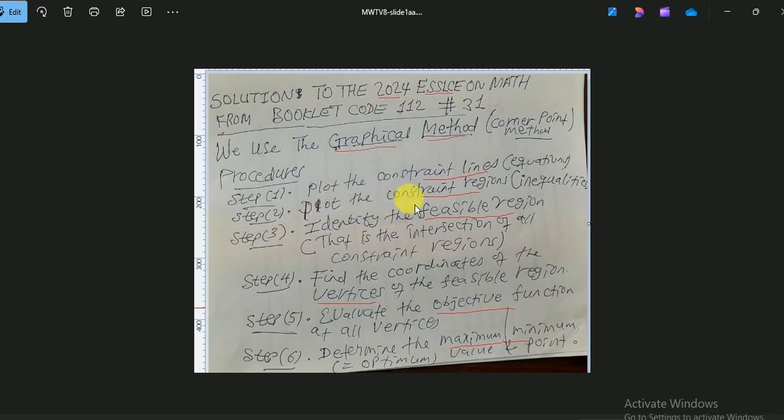After that, plot constraint regions. That means you sketch graphs of the inequalities. Step 3, identify the feasible region. That means the intersection of all the constraint regions. Step 4, find the coordinates of the vertices or corner points of the feasible region. The feasible region is usually a polygonal region, so it has vertices or corners. Find them. Step 5, evaluate the objective function.